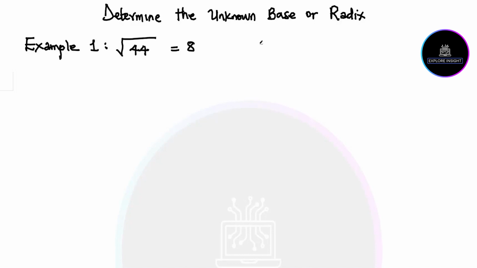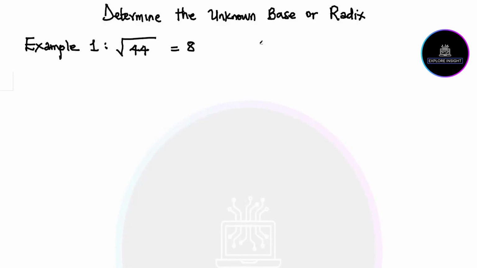In this video, I want to teach you how to determine the unknown base or radix of a given relation. Now, let's look at this typical example. From the question, we have the square root of 44 given as 8. So the good question is, what could be the base to determine the square root of 44 as 8? This is what we want to solve today.